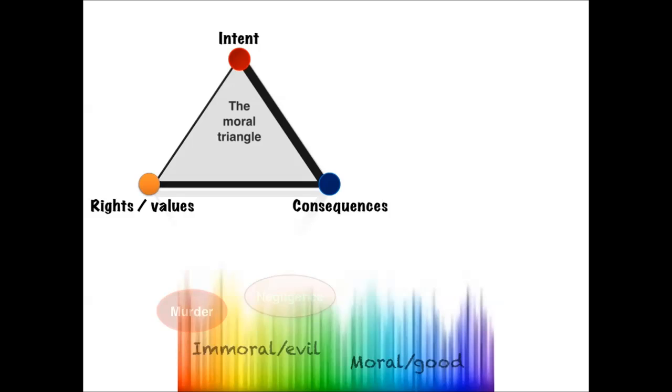Another way this part of the triangle comes into play is when the agent in question has mental deficiencies and cannot understand what results his or her actions will have. For example, young children or mentally handicapped people.